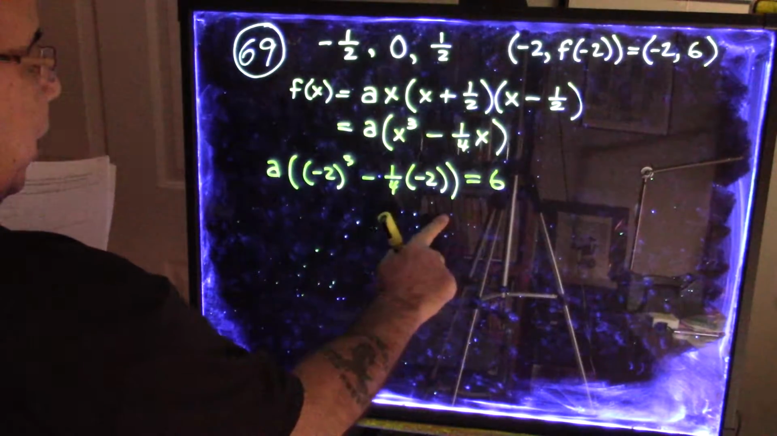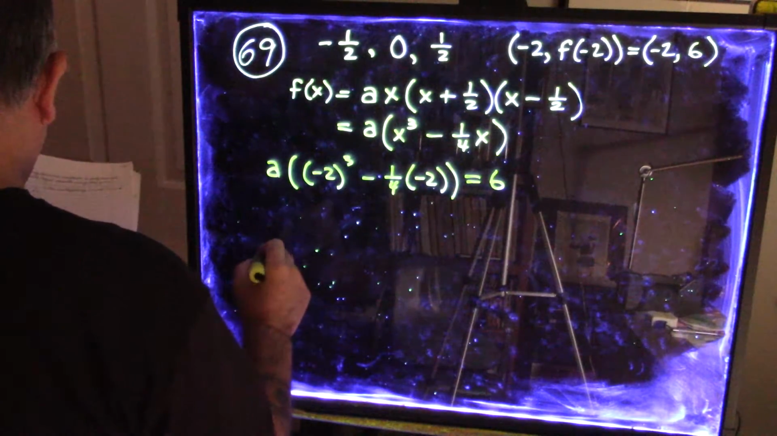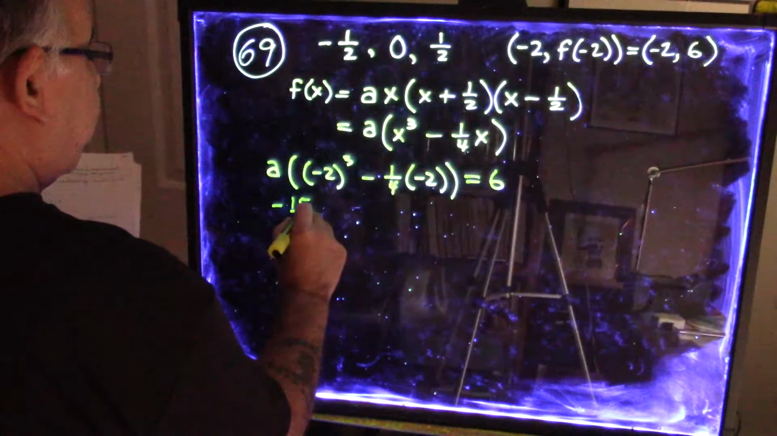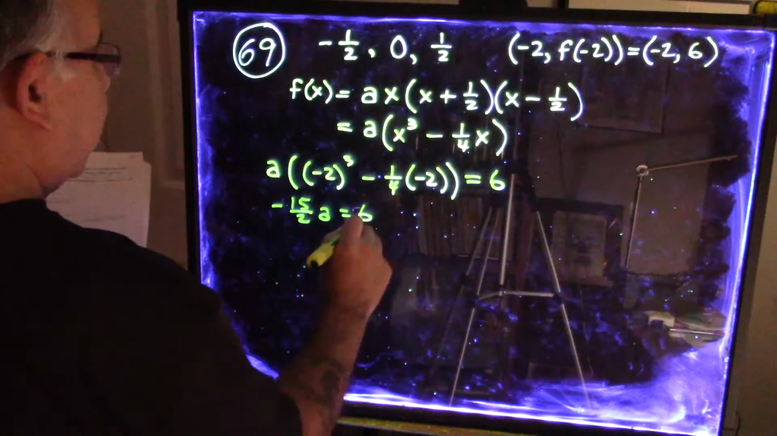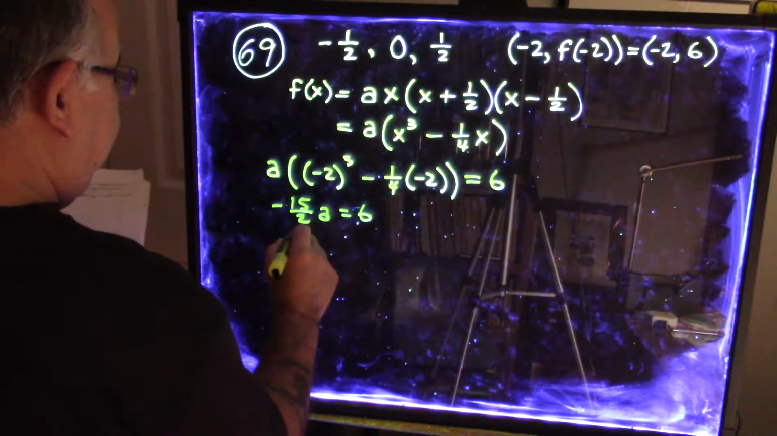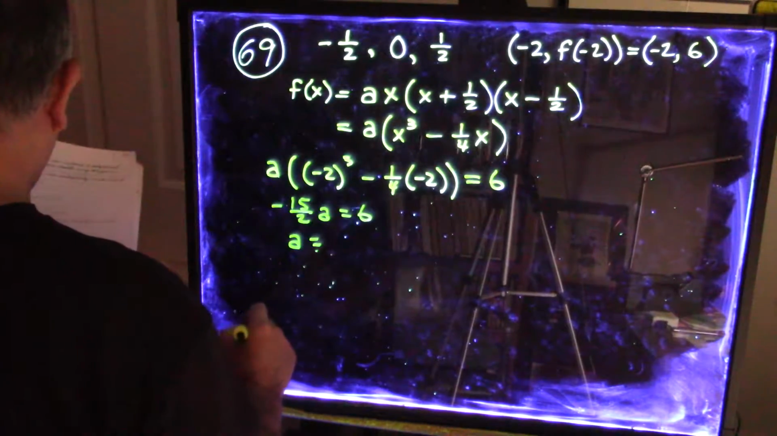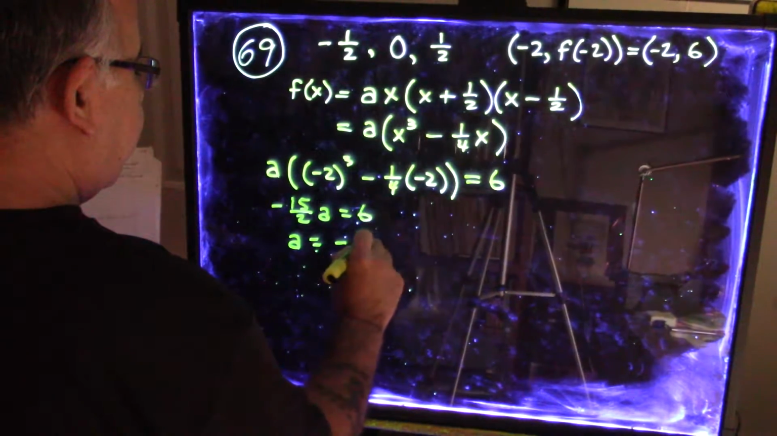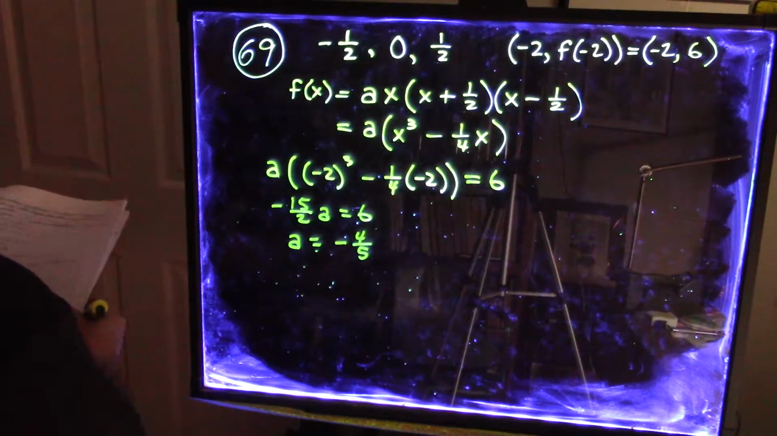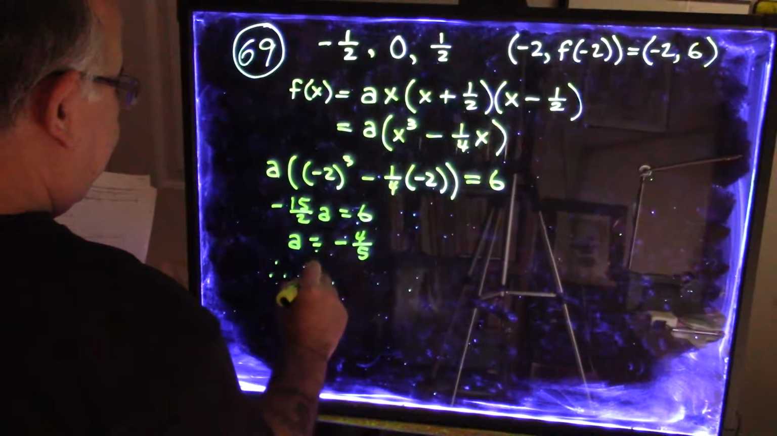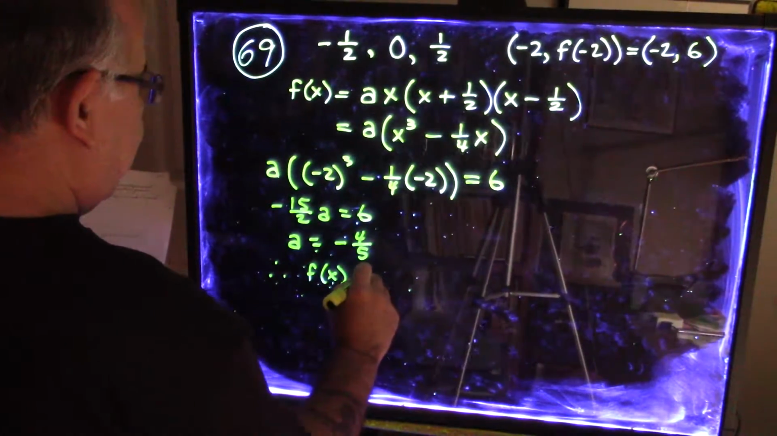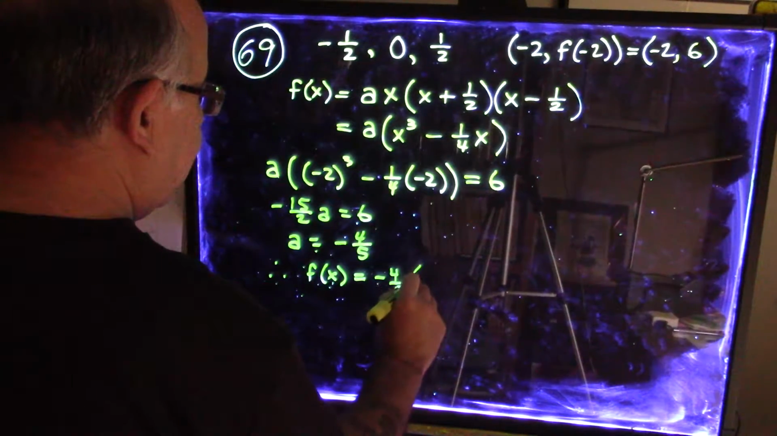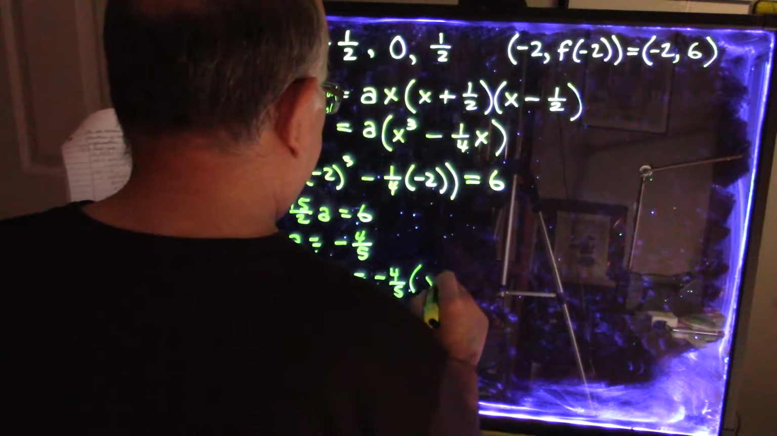And so you multiply all that out and do the math, and you get -15 over 2, times a. And then solve for a. So you get a is equal to -12/15, which reduces to -4/5. Therefore, f of x is equal to, what's a? It's -4/5, times x cubed minus 1/4 x.